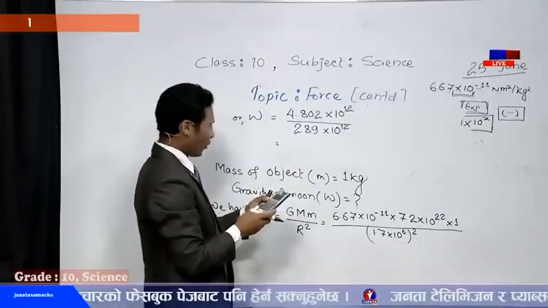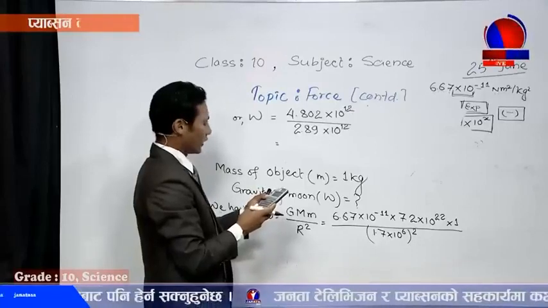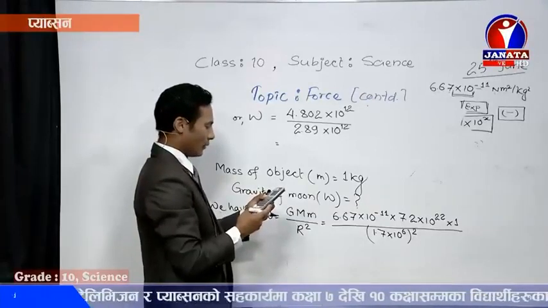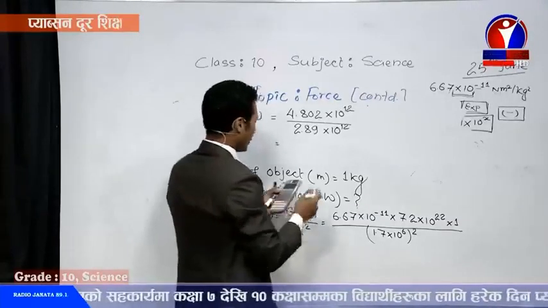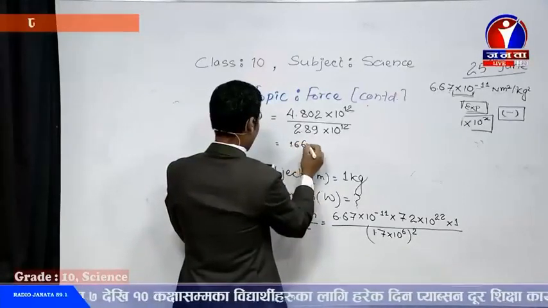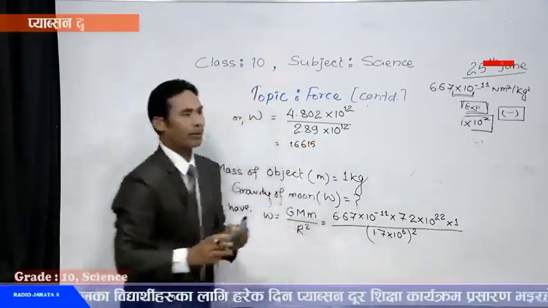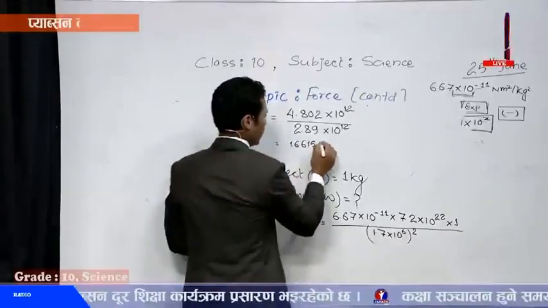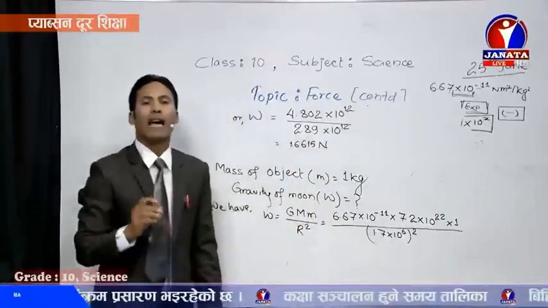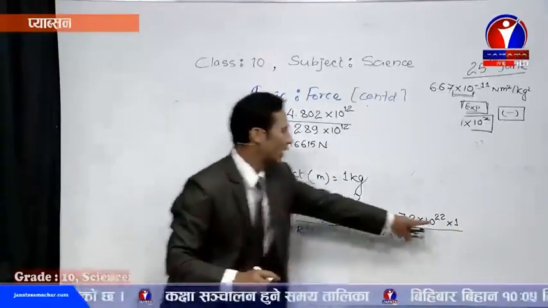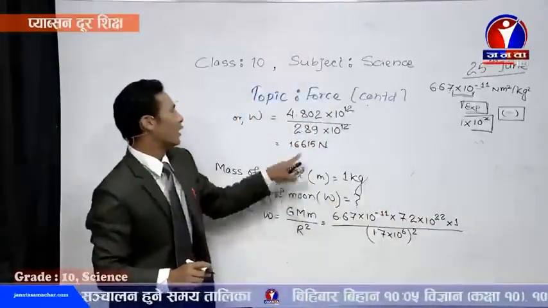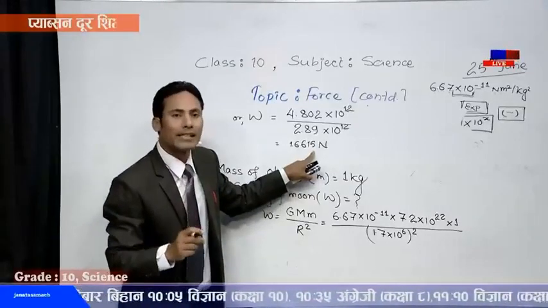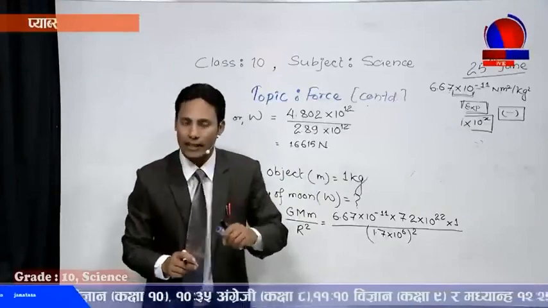Now let's divide this. 4.802 into 10 to the power 12 divided by 2.89 into 10 to the power 12 gives the value 1.6615, right? And it is the weight, so the unit of weight is Newton. That's why the gravity exerted on the 1 kg mass on the moon is 1.6615 Newton. That force is exerted on that object of 1 kg.